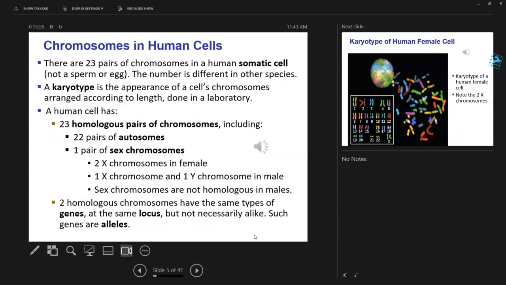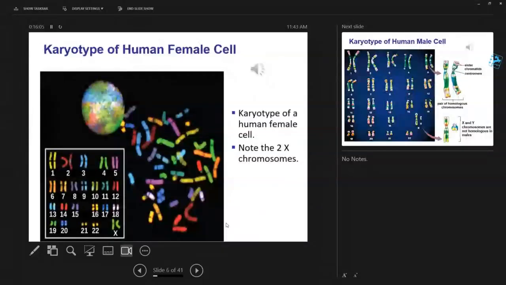Oh yeah, this word alleles. It just means different versions of the same kind of gene. Like I was saying, you could have a blue eye allele on one chromosome and a brown eye allele on the other one. We would say those are alleles, the different alleles for the eye color gene. So there's a blue eye color allele and a brown eye color allele, but they are both eye color genes.